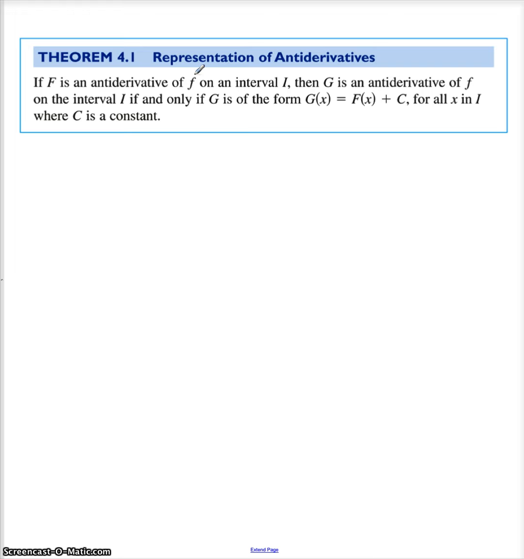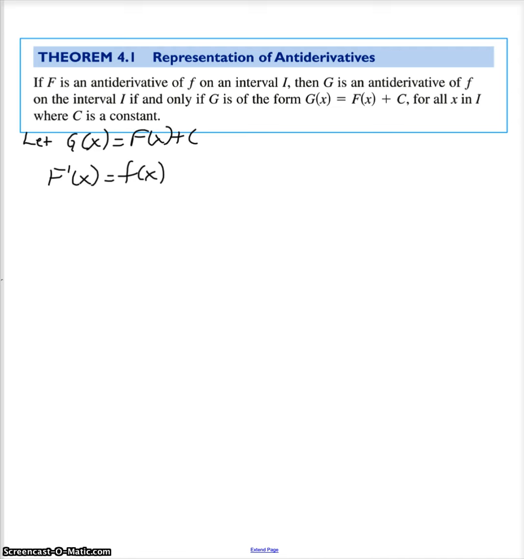Now, let's look at theorem 4.1. If F is an antiderivative of lowercase f on an interval I, then G is an antiderivative of f on the interval I if and only if G is of the form G of x is F of x plus c, where c is a constant. Now I'm going to prove the easy direction of this. I'm going to let G of x equal F of x plus c, and I'm going to let F prime of x equal f of x.